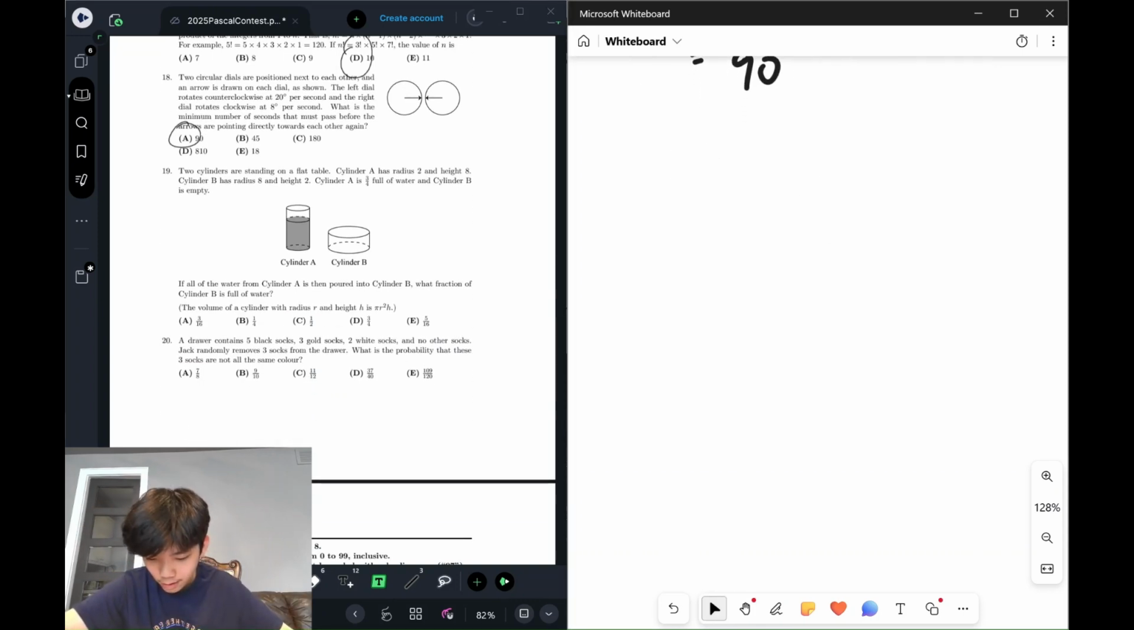Okay. In question 19, we have two cylinders. I'm going to draw them here.